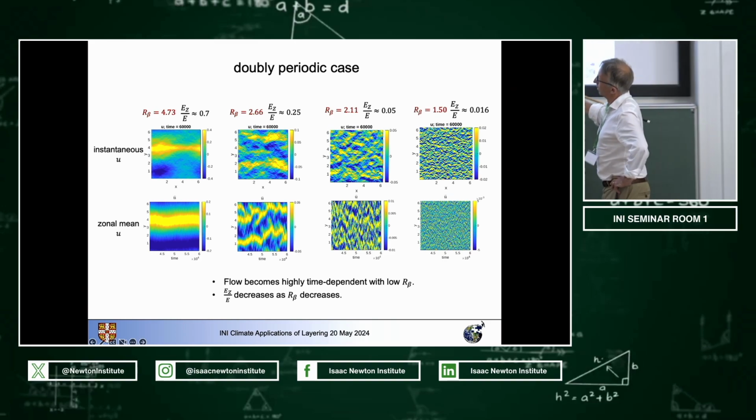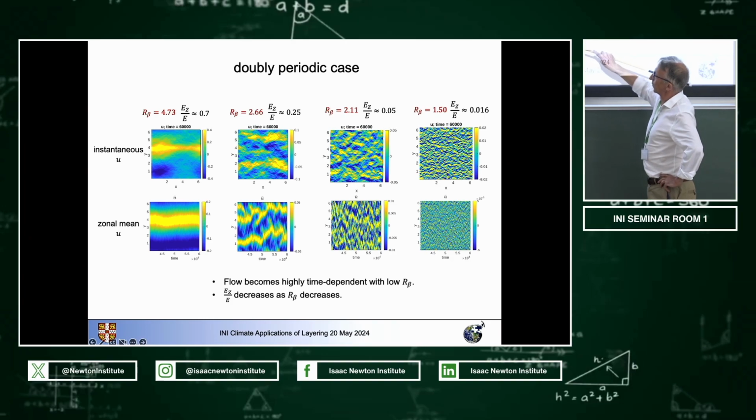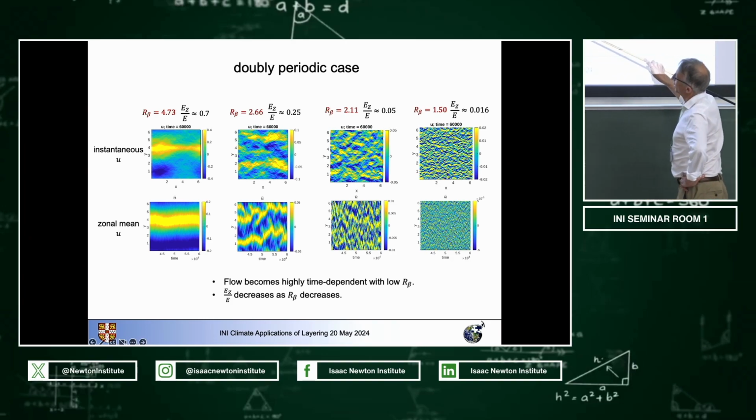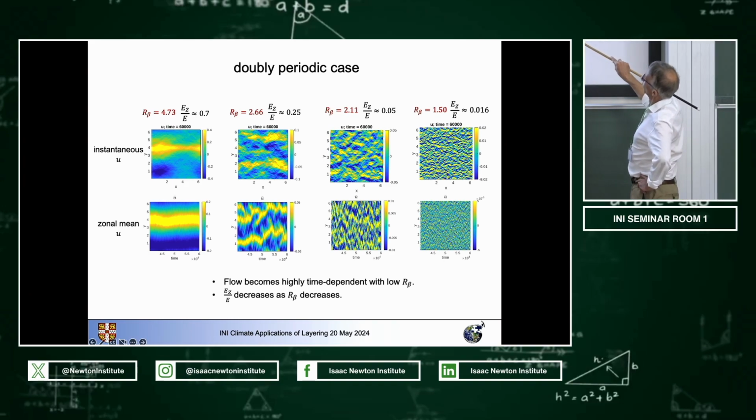And these are pictures of the zonal mean flow against time. Here you've got a strong jet which is meandering a little. Here you've got more strongly meandering jets. Here you may or may not have jets.